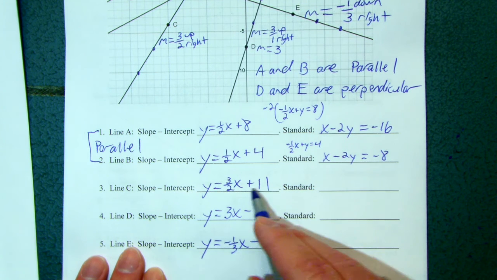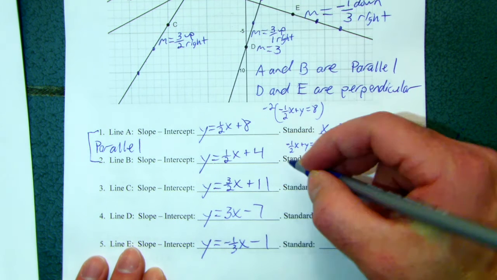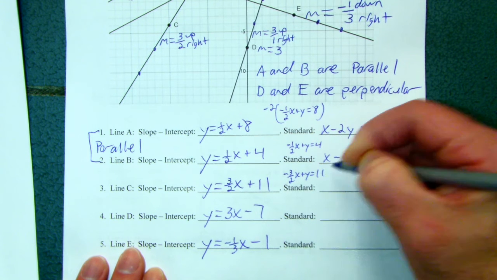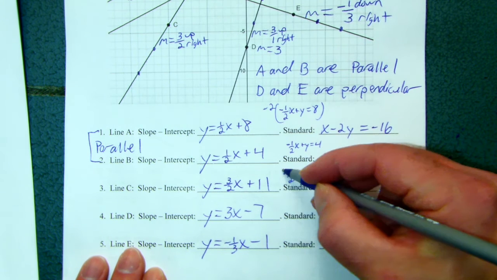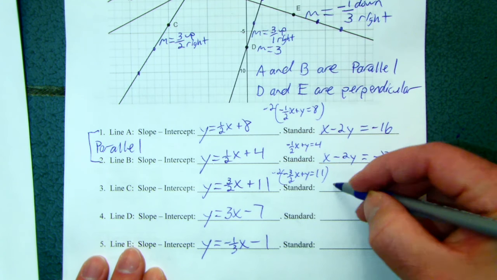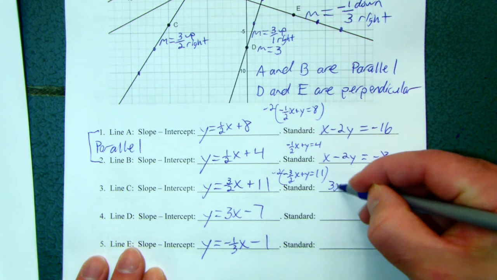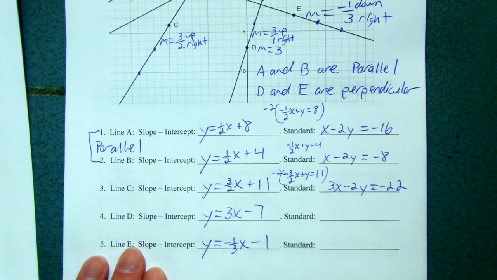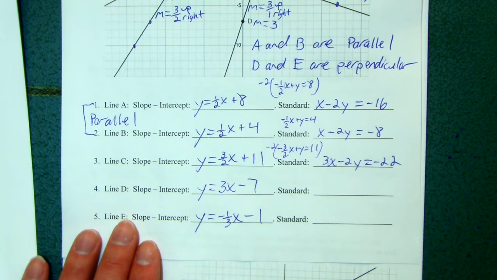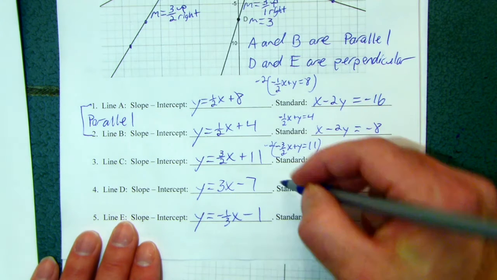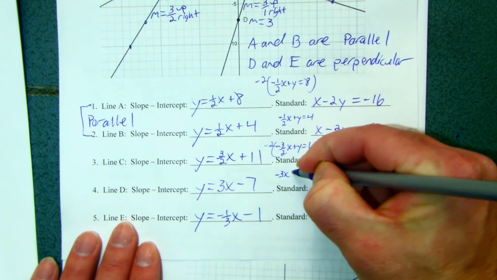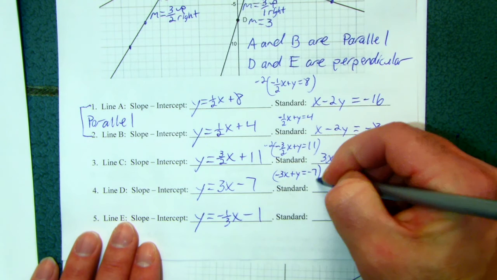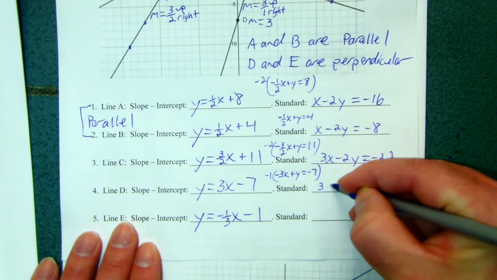For line C, again, we got to move our x term to the left. So we're going to have negative 3 halves x plus y equals 11. To get rid of the fraction, multiply everything by negative 2 again. So that's going to leave me with 3x minus 2y equals negative 22. And then down here, we got to subtract 3x from both sides. So we have negative 3x plus y equals negative 7. You got to get rid of the negative there, so I'm going to multiply everything by negative 1. So we get 3x minus y equals 7.